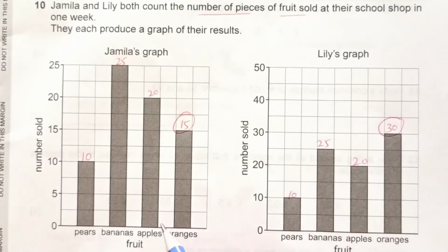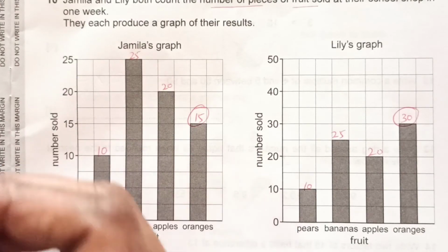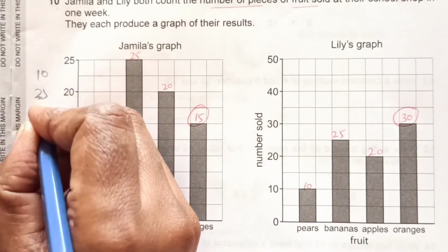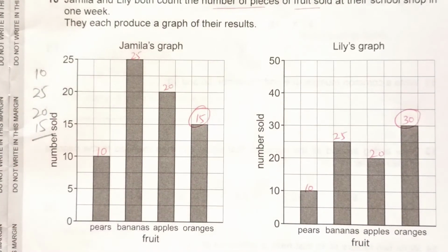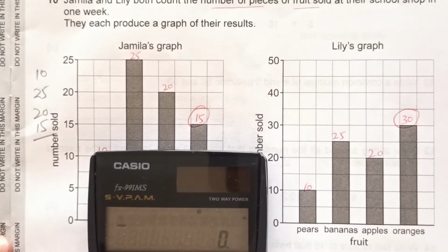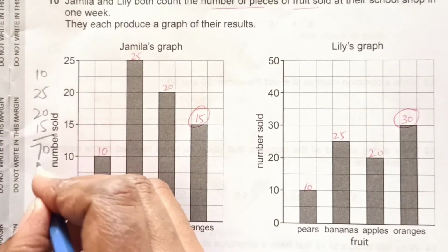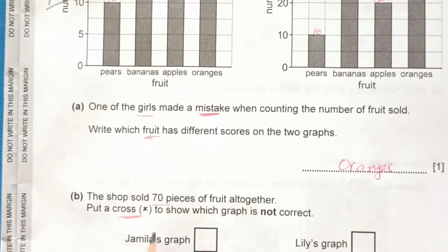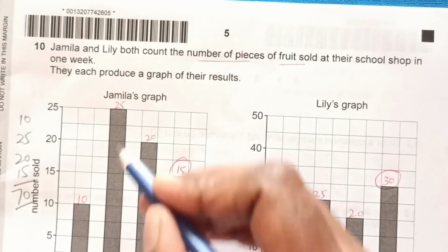If you go for the fruits in Jamila's graph, we have here 10, then we have 25, then we have 20, and then 15. If you add them together, 10 plus 25 plus 20 plus 15, which is 70. So that means 70, that was given to us, the shop sold 70 pieces, so we got 70, so that means Jamila is correct.